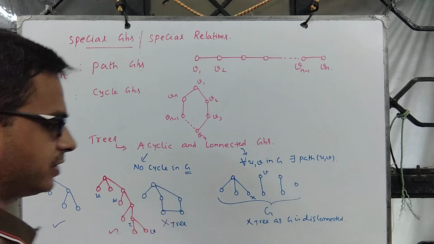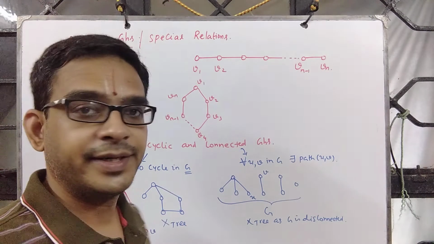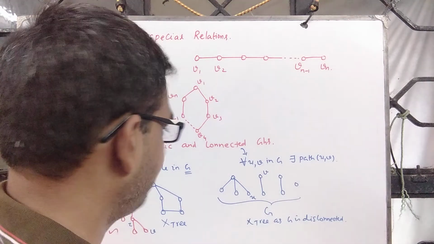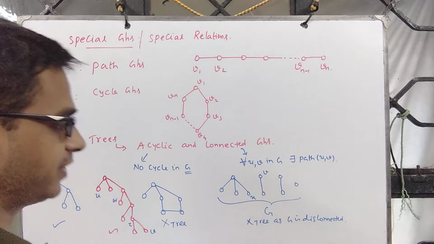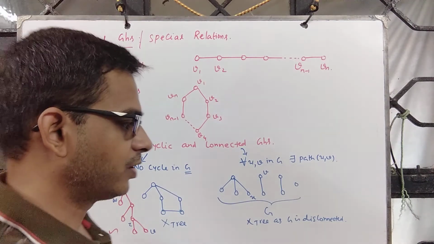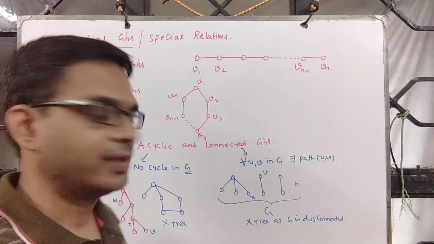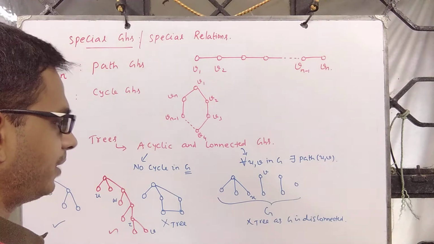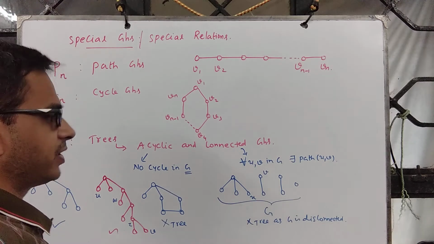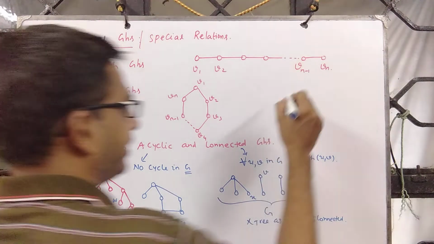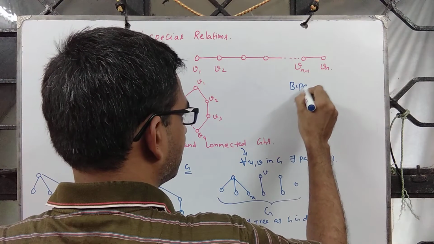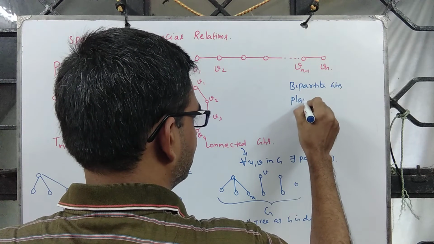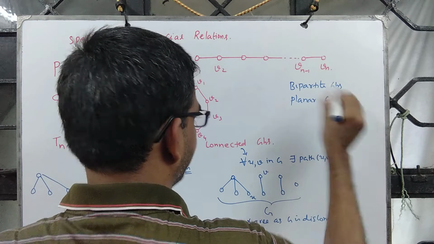So we come across trees in the context of database systems. We come across trees in designing computer networks. We talk about spanning trees. We talk about weighted trees. We talk about something called weight of a minimum spanning tree, and so on. So apart from this, we also come across two other graphs, namely bipartite graphs and planar graphs, which we shall see next.